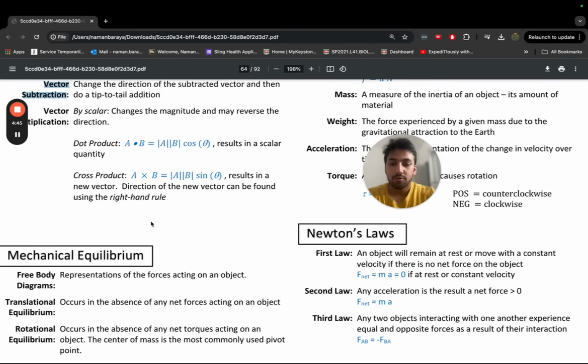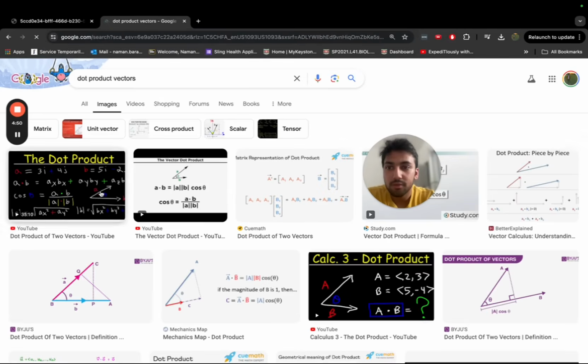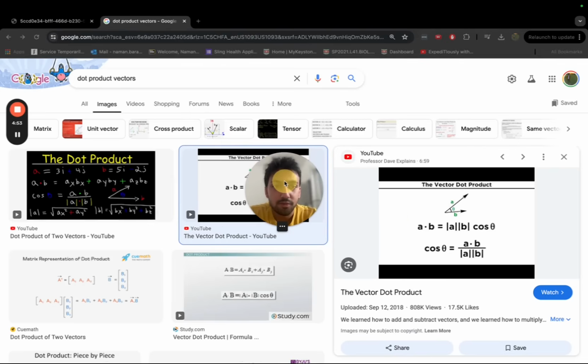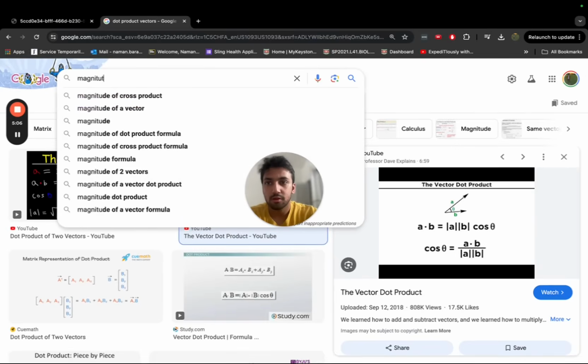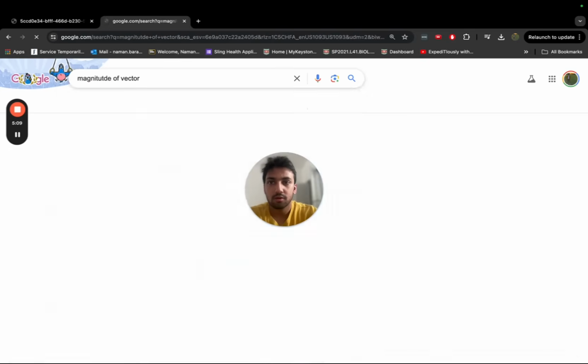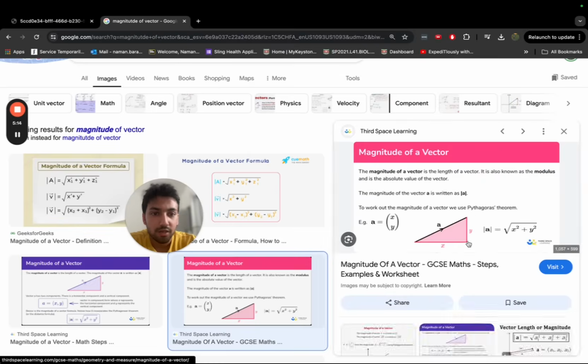So a dot product, you would take the magnitude of A. Let's find an equation for the magnitude. To find the magnitude of a vector, you essentially take the x and then the y of that vector, you square the two, add them, and take the square root of that. So it's like the Pythagorean theorem.